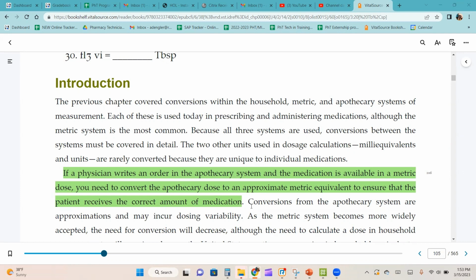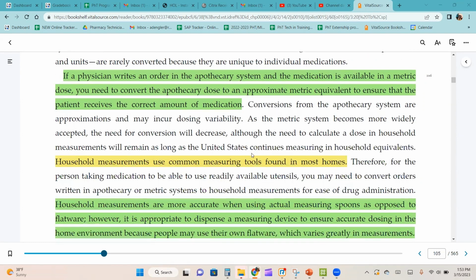If a physician writes an order in the apothecary system and the medication is available in a metric dose, you need to convert the apothecary dose to an approximate metric equivalent to ensure that the patient receives the correct amount of medication. Conversions from the apothecary system are approximations and may incur dosing variability. As the metric system becomes more widely accepted, the need for conversion will decrease, although the need to calculate a dose in household measurements will remain as long as the United States continues measuring in household equivalents.